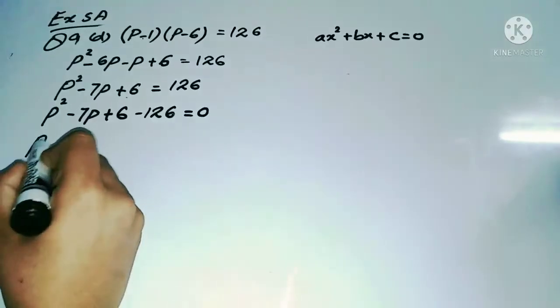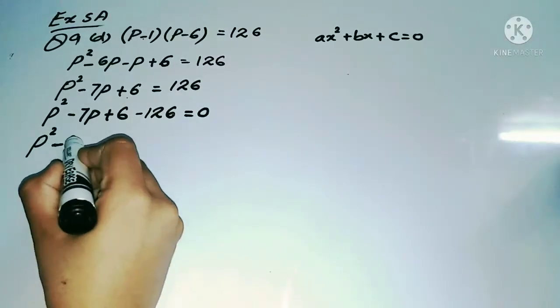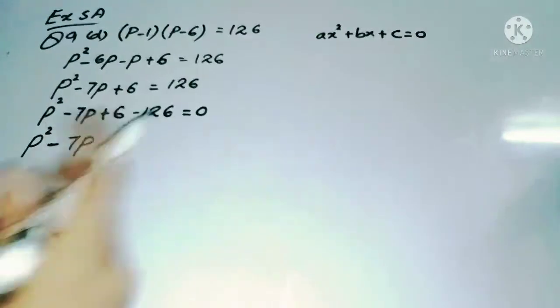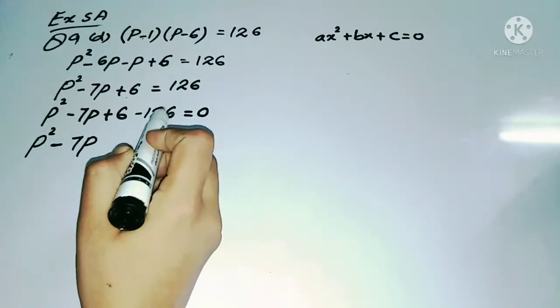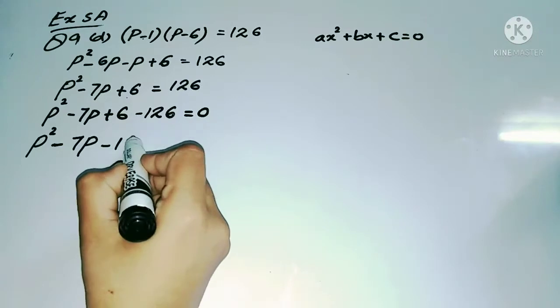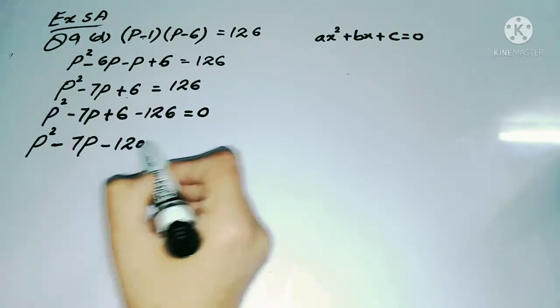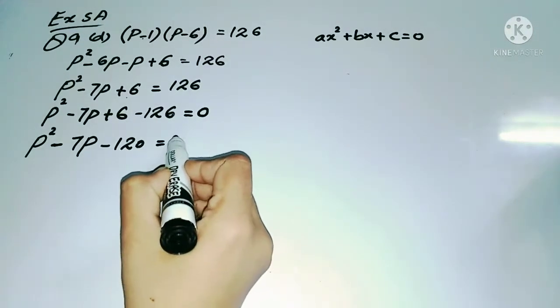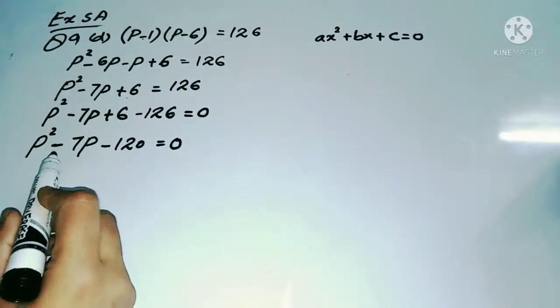P square minus 7P. Now plus minus is minus. When you subtract 6 from 126, you will get 120. Minus 120 is equal to 0. Actually, now you can see that this is a quadratic equation.